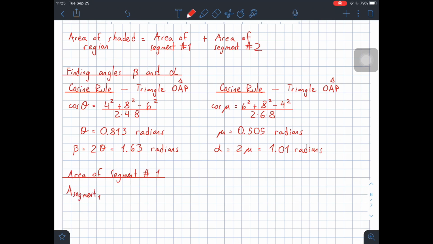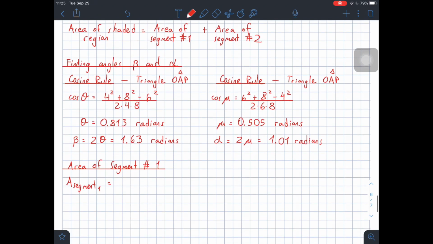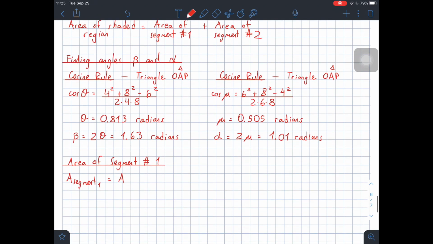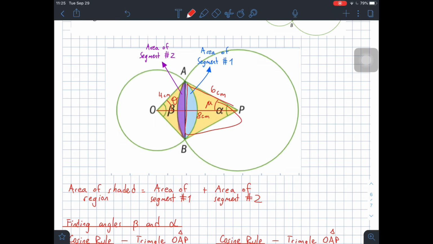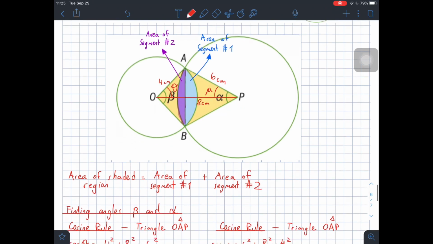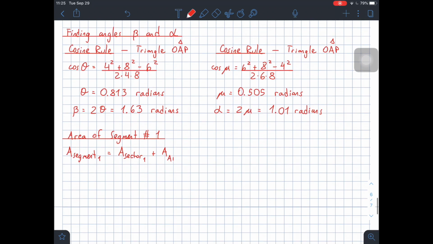This is kind of a long problem, but it's not that difficult if you organize the problem correctly. So this is area of sector 1 plus area of this triangle, which is APB triangle. Yes, APB triangle. Area of APB triangle.